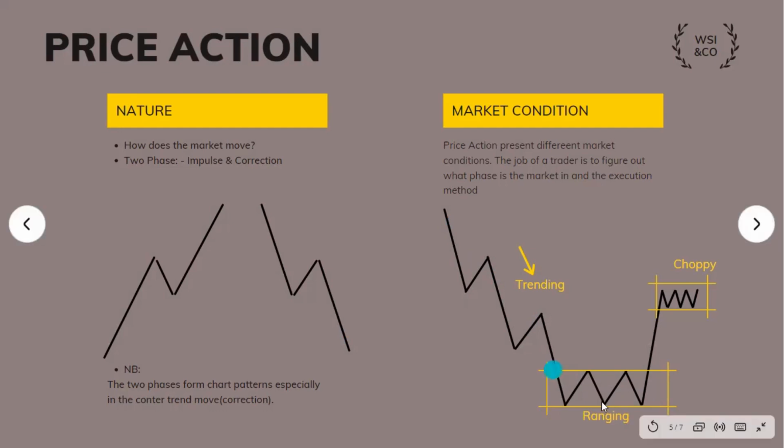A range is traded differently. You buy the lows and then you sell the highs, basically. And choppy markets, normally we wait for the breakout of the choppy market. One may ask, what's the difference between a ranging and a choppy market? If you look at it, the choppy market is a very small range, for instance 0 to 30 pips, while the ranging market has 0 to 120 pips. So it's worth risking your money on a ranging market compared to a choppy market, right?